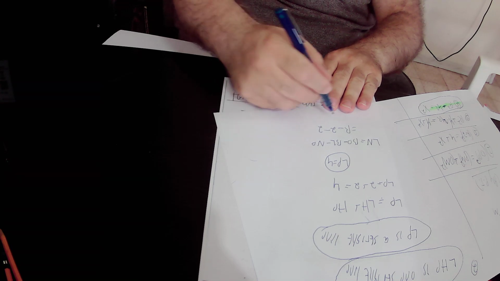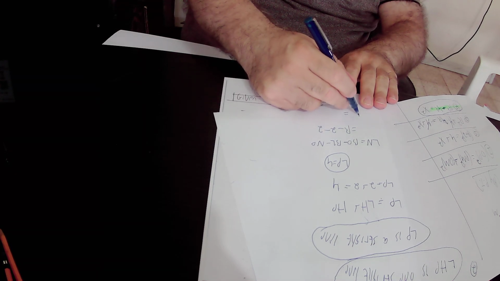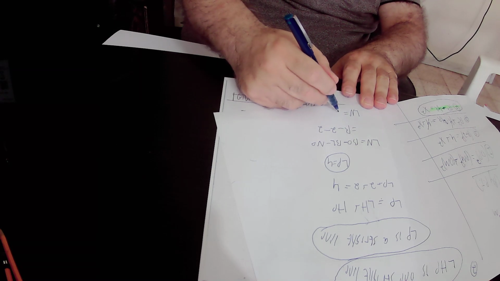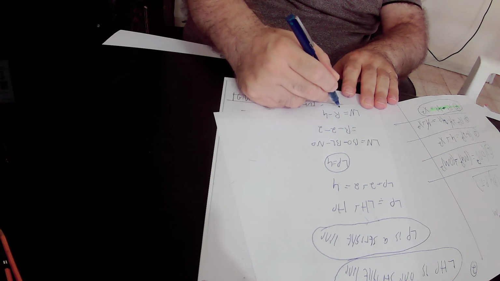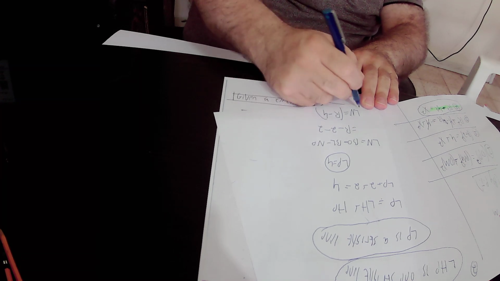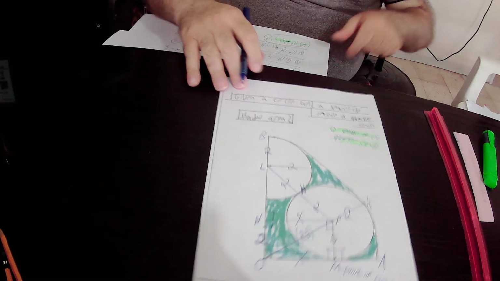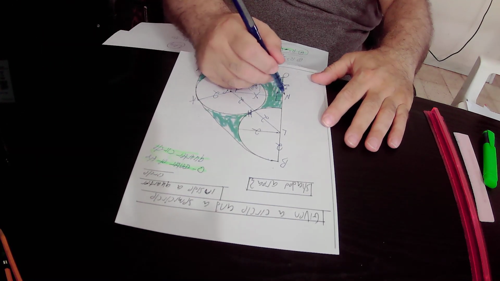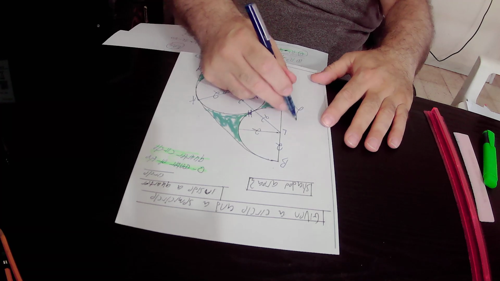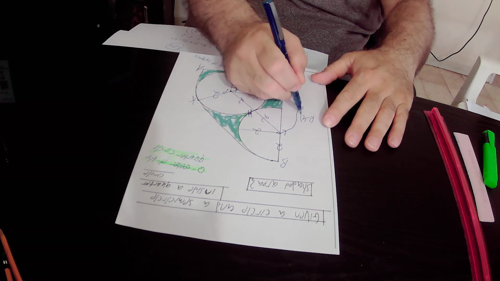So in conclusion, we found out that the length of line segment LN equals capital R minus 2 minus 2, so it equals capital R minus 4. Here, line segment LN equals capital R minus 4.